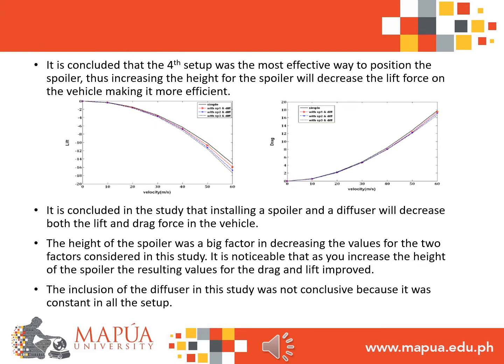It is concluded that the fourth setup was the most effective way to position the spoiler, thus increasing the height of the spoiler will decrease the lift force on the vehicle, making it more efficient. The figures below show the velocity versus lift and the velocity versus drag of the experiment. It is concluded in the study that installing a spoiler and a diffuser will decrease both the lift and drag force in the vehicle. The height of the spoiler was a big factor in decreasing the values for the two factors considered in this study. It is noticeable that as you increase the height of the spoiler, the resulting values for the drag and lift improve. The inclusion of the diffuser in this study was not conclusive because it was constant in all setups.